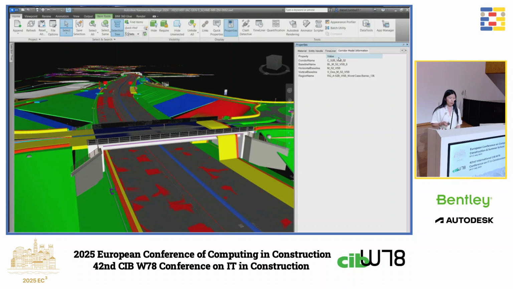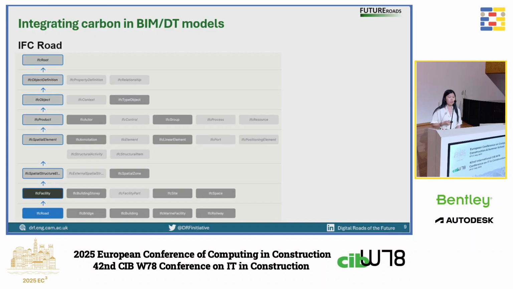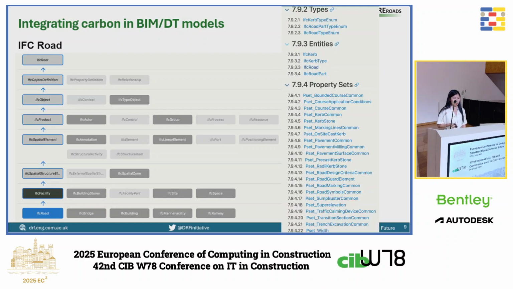So we were thinking how we can include the carbon data in a digital twin. Currently, in the IFC Road, you can see that there are different levels of IFC entities, including IFC Road, facility, and others. But in the property set, you could not find very direct carbon-related properties.